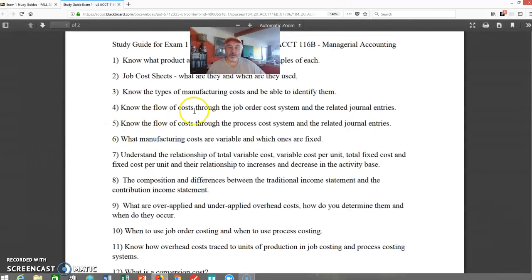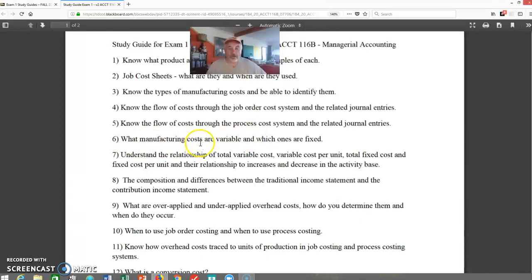Number 4, know the flow of the cost through the job order cost system and the related journal entries. Number 5, know the flow of cost through the process cost system and the related journal entries. If you remember, the journal entries are pretty much identical, except in process costing, you have the additional entry of moving from Department A to Department B. Also, don't forget in these journal entries, when we record a sale, we do 2 entries. We do the sale, and generally if it's on credit, it's an accounts receivable. And then we have to recognize the cost of the item that we're selling, so it's an entry to cost of goods sold and a credit to finished goods.